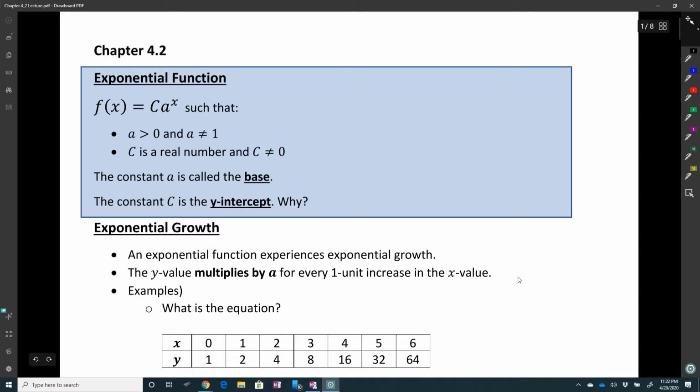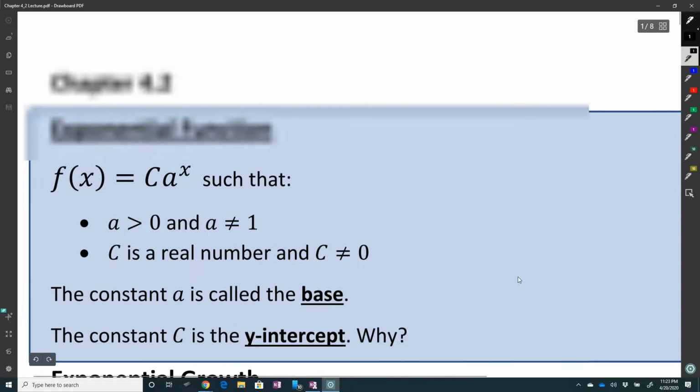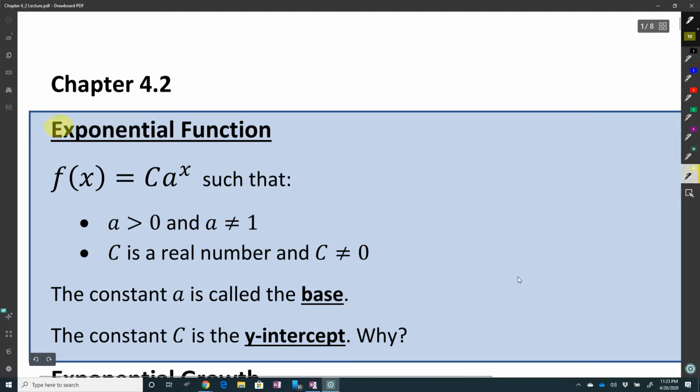Hello. All right. So we're moving on to chapter 4.2. And this is going to be over a new type of function, exponential functions. Functions of the form f of x equals c times a to the x. So these are new. These are definitely not polynomials.